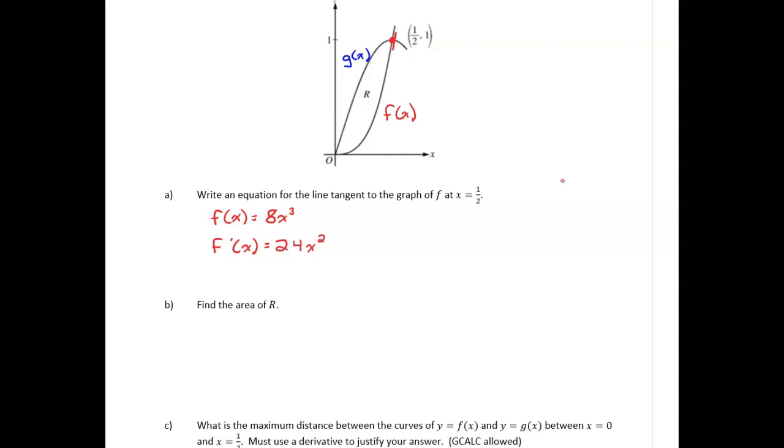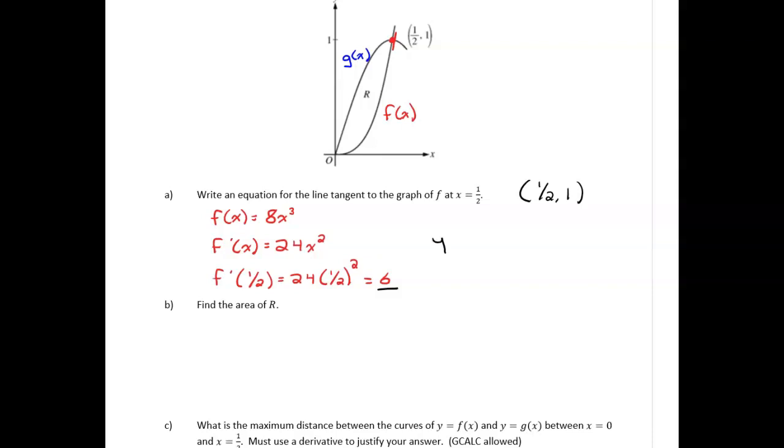And if I'm looking at this, write the equation for the line tangent at x equals 1/2. All right, well, f prime at 1/2 is going to be 24 times 1/2 squared. Well, 1/2 squared is 1/4. 1/4 of 24 is 6. So for our answer, we have our slope. We have a point. It goes through the point (1/2, 1).